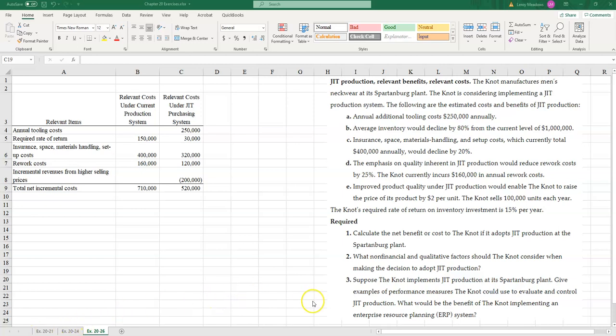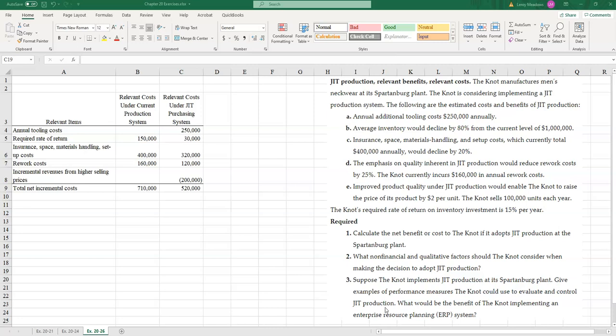The third thing we're asked is, suppose that NOT implements the just-in-time production at its Spartanburg plant. Give some examples of performance measures that NOT could use to evaluate and control just-in-time production. So what things could we do? Well, we could sit there and observe, but what things could we do?